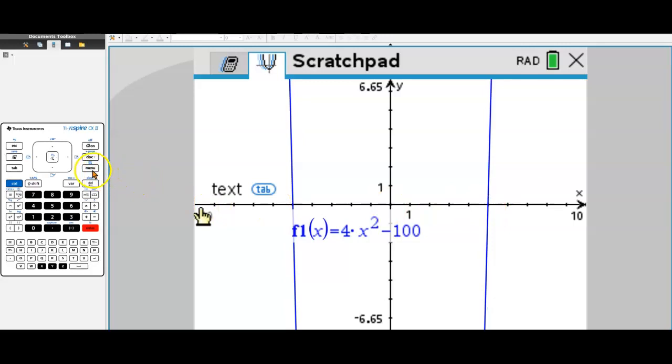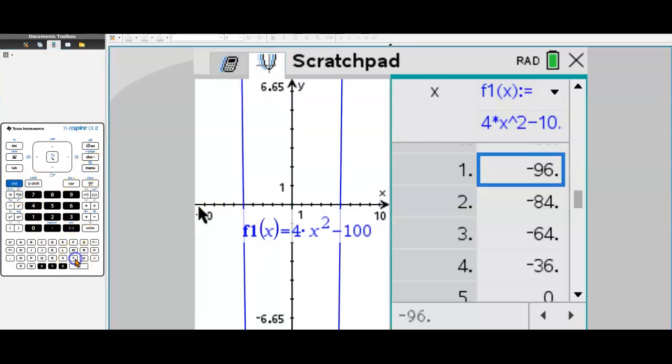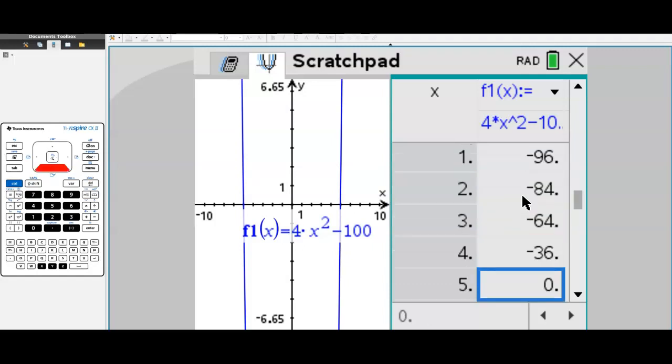So 2 ways to do this. You can click Control T, and it pulls up the table. So we are looking for where the y value is 0, because that would represent the x-axis. So you can see that our first root is 5.